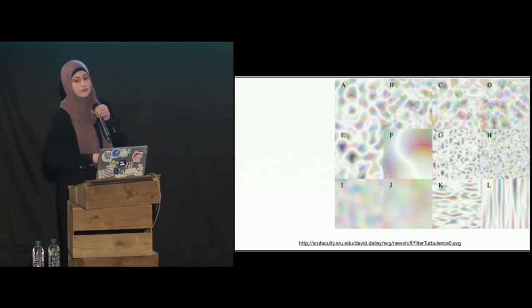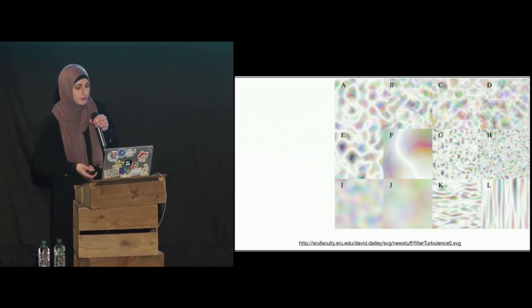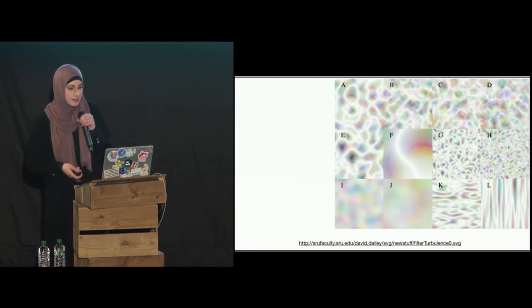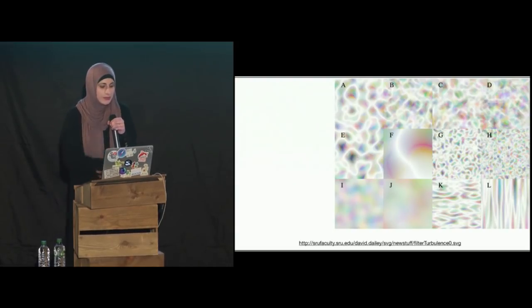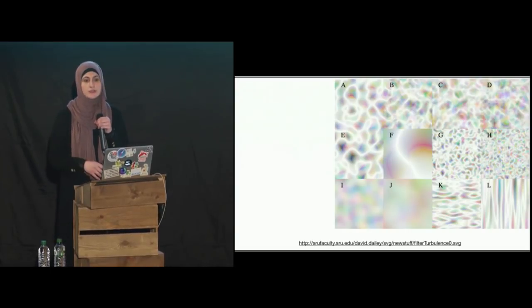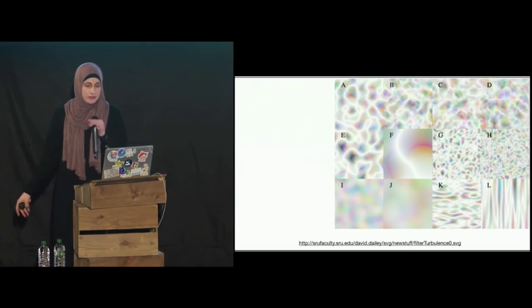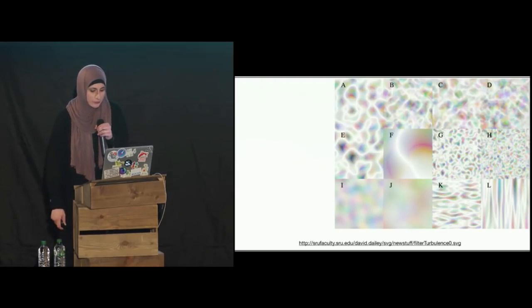So these 12 images represent 12 different results of noise created with turbulence, with different types, base frequency, and num octave values. Just to quickly go over them. In image A, you have a base frequency of 0.04. This is a standard noise. We're not playing with any of the other values, just a base frequency of 0.04. B is the same as A, but we increase the level of details with num octaves too.